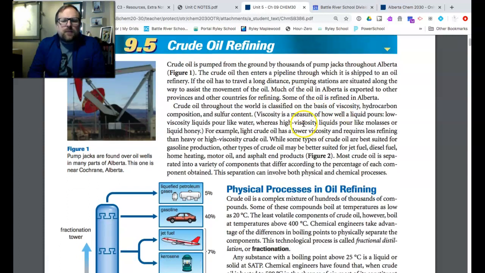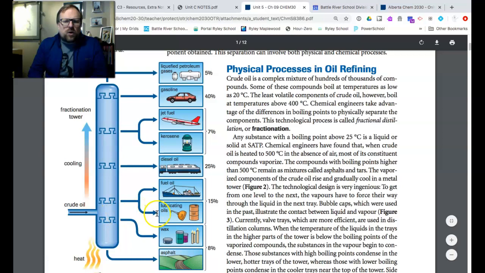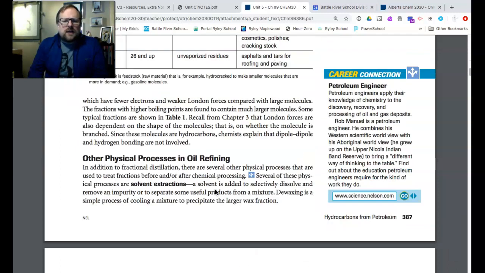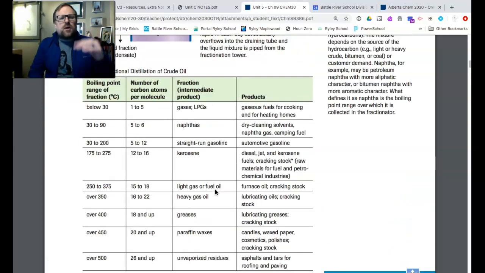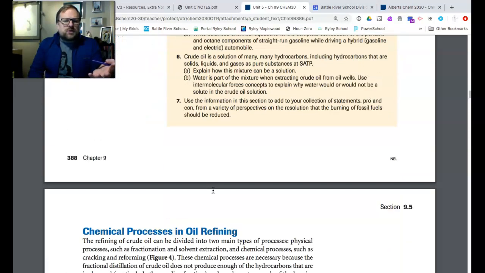The first step of that process is fractionation, or fractional distillation. This is what I really want you to focus in on for this last half of C3: try to understand the physical processes of refining oil and how this thing called a fractionation tower works. This diagram explains what's going on, but I'm going to leave you to dig around in the textbook and add to your notes about what fractional distillation is all about.